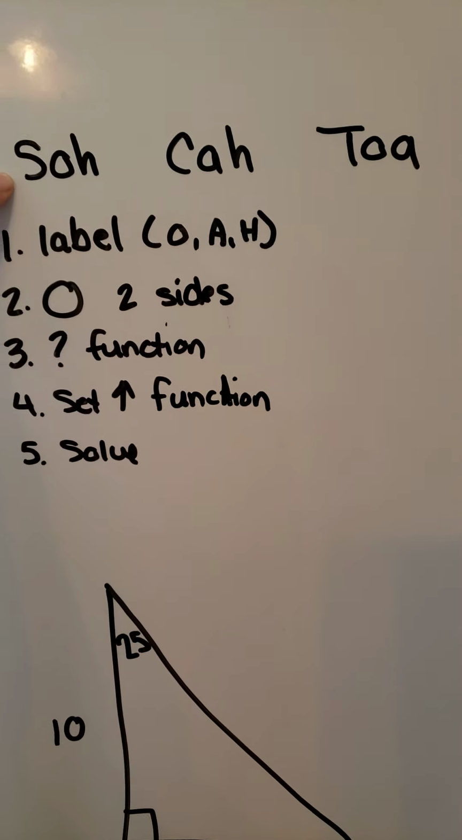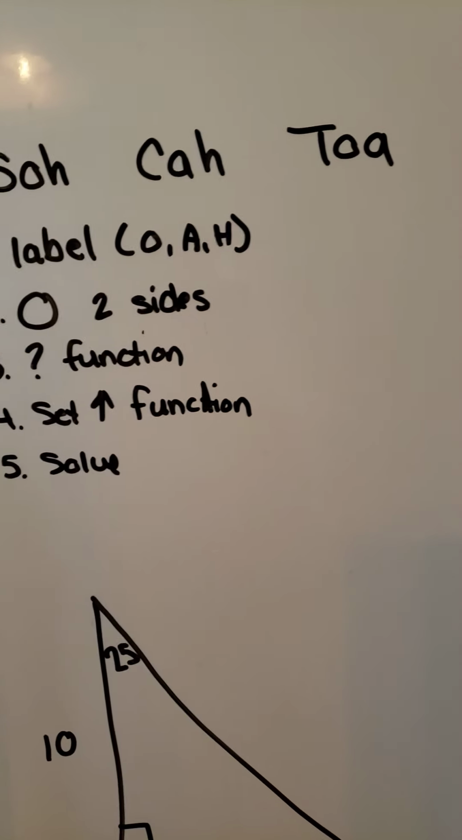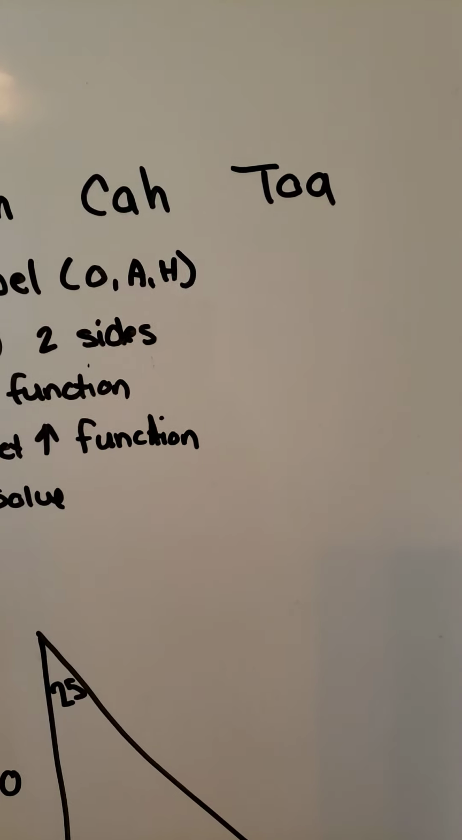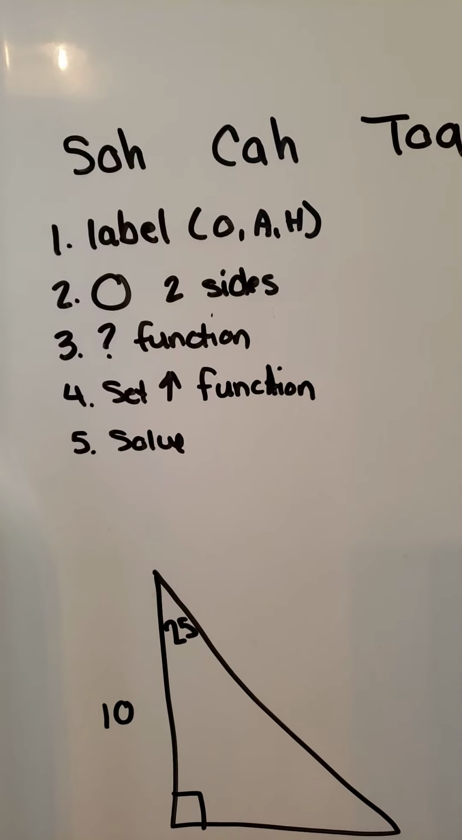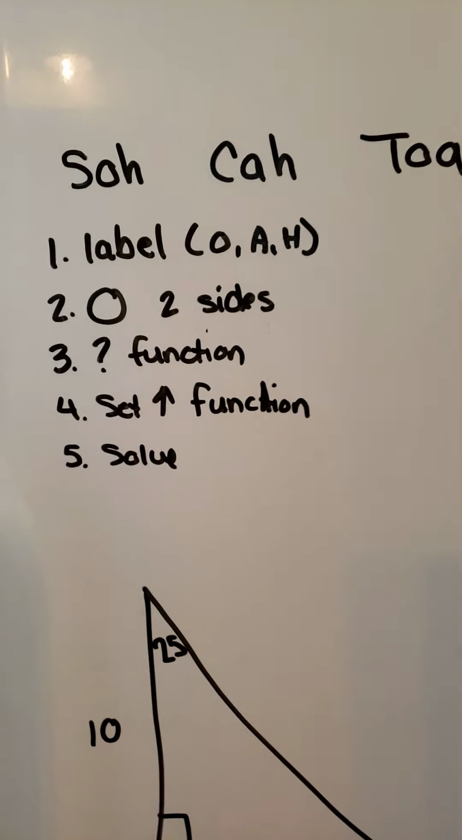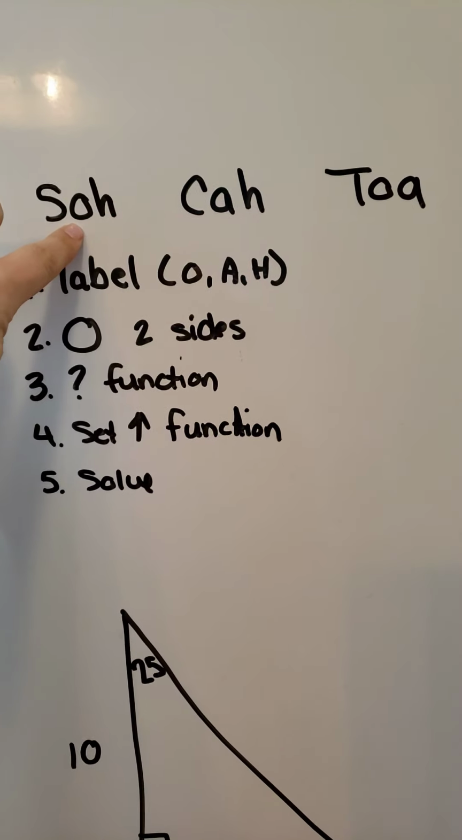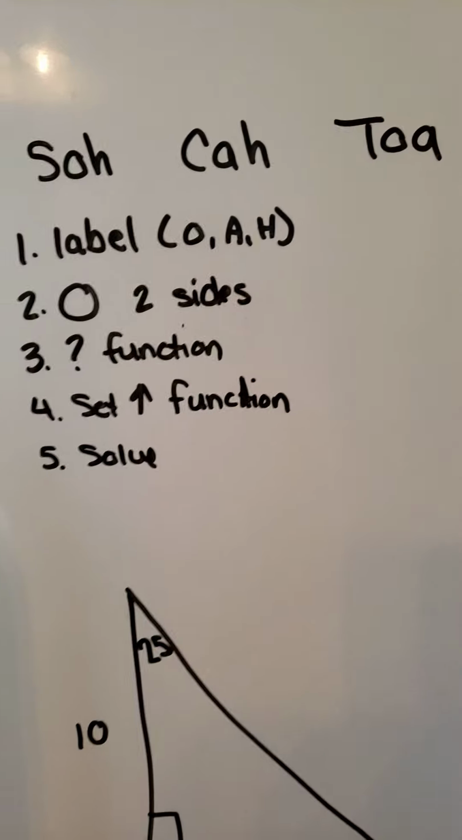Gatoa helped us remember the trig functions. The S stood for sine, which was opposite over hypotenuse. The C stood for cosine, which was adjacent over hypotenuse. And the T stood for tangent, which was opposite over adjacent. And remember, it had to go in that order. So when you set up your trig function, if you're using sine, it cannot be hypotenuse over opposite. The value of the opposite side has got to go on top.